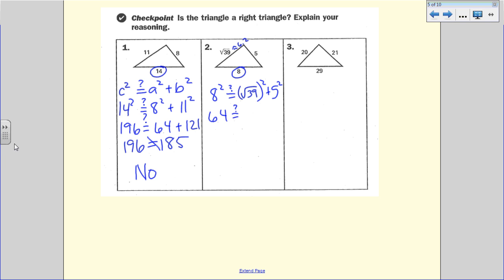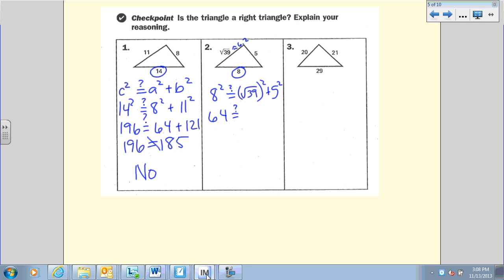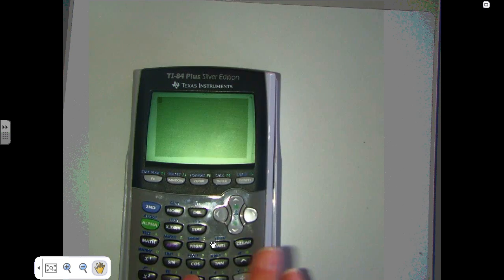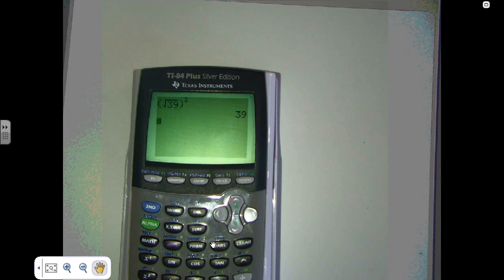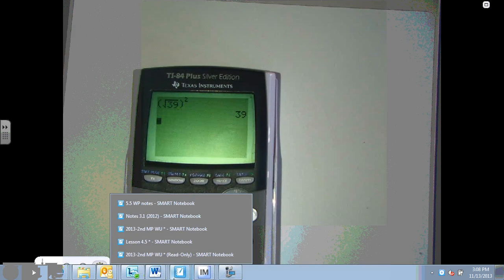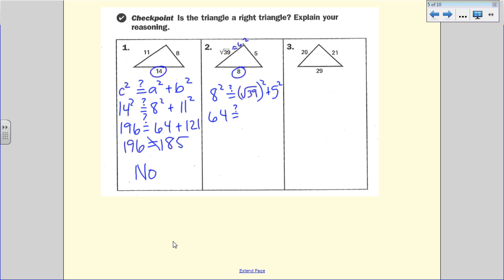If we go to our calculator and take a look at that, when I square that, I'm going to take parentheses, square root of 39, close the parentheses, and then square it. What do we get? 39. And so anytime you square a square root, you end up right back at the number underneath your radical. That was something we did in Algebra 1, and hopefully you recognize that. The square root of 39 squared is just 39.